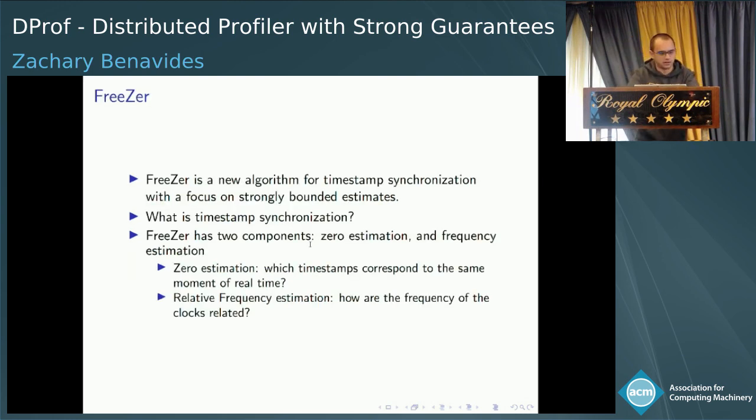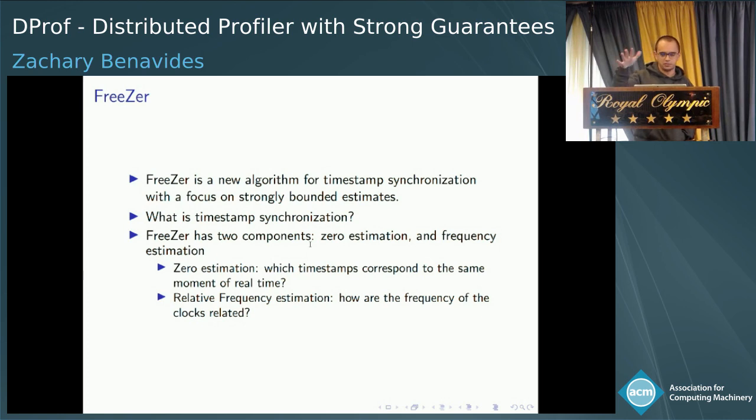Okay, so the kind of magic sauce behind DProf is this new algorithm for the timestamp synchronization problem that we developed called Freezer. And the timestamp synchronization problem is essentially the problem of creating those synchronized timestamps. So in a distributed system, you'll have several local clocks. In our case, we used one local clock for each core, not each thread. The Intel timestamp counter, if any of you are familiar with that.